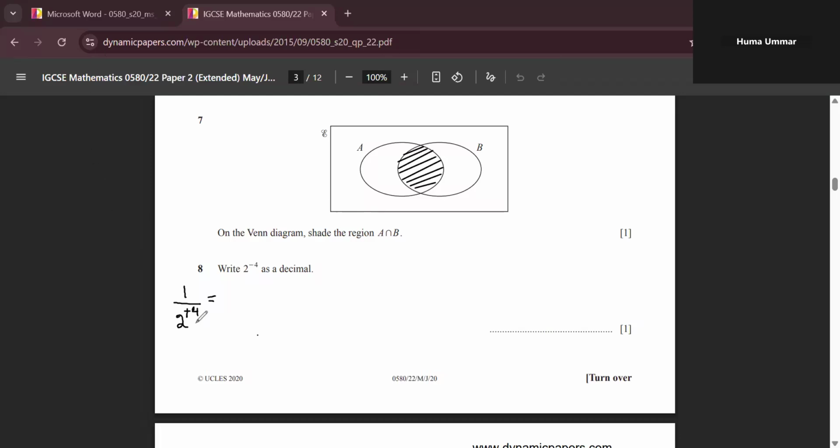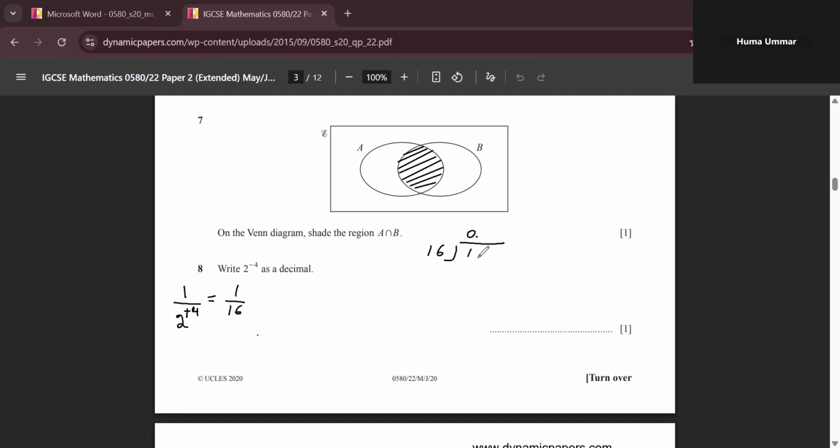Okay, 1 divided by 2 raised to the power 4 is, always remember, whenever we change the place, the power becomes positive. So 1 divided by 2 raised to the power 4 means 1 over 16. It is 1 mark, but sometimes we have to do the work because now in paper 2 there is no calculator, right?